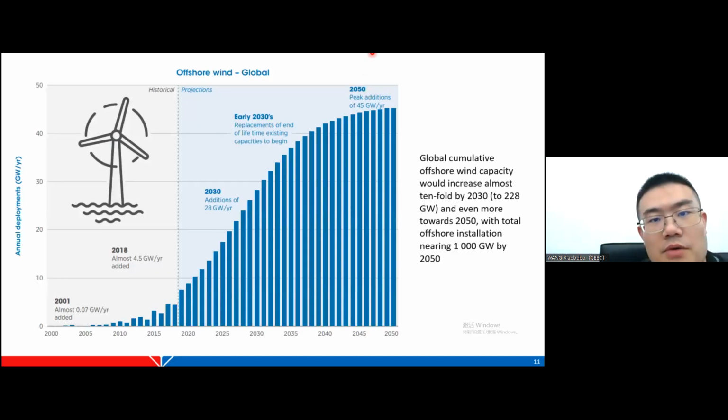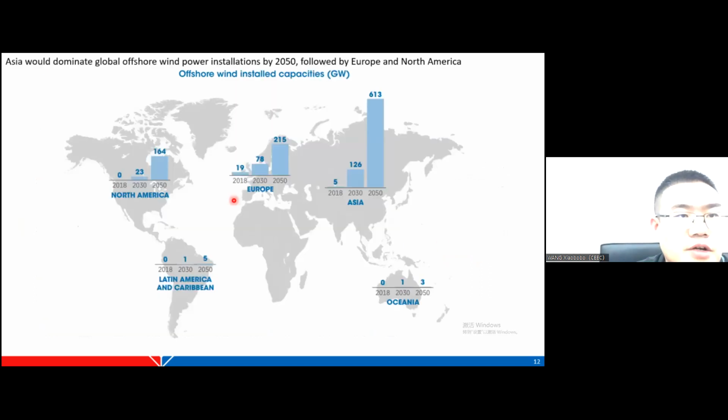Okay, as you can see, there is also a very steady rate of growth. We can see that global cumulative offshore wind capacity would increase almost tenfold by 2030. I think a lot of people here come from countries with a very long coast. In this case, it's time to think about how to develop offshore wind. And even more towards 2050, with total offshore installation nearing 1,000 gigawatts by 2050. Asia would dominate global offshore wind power installation by 2050, followed by Europe and North America.